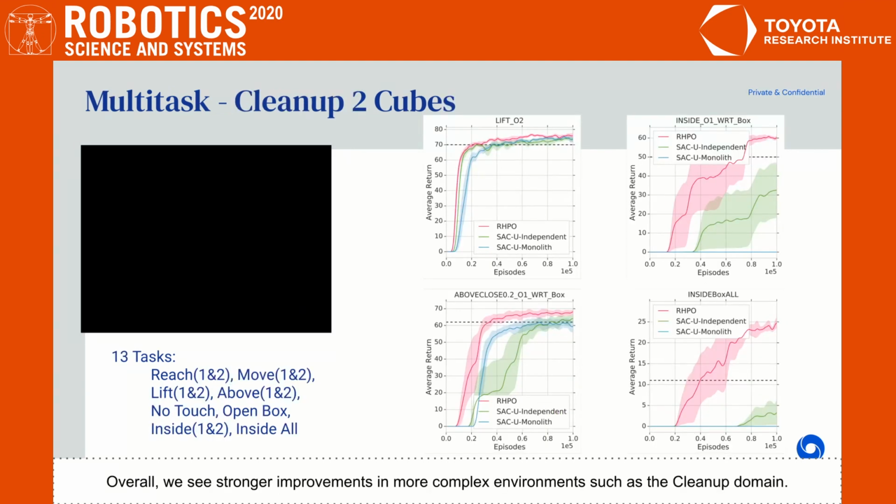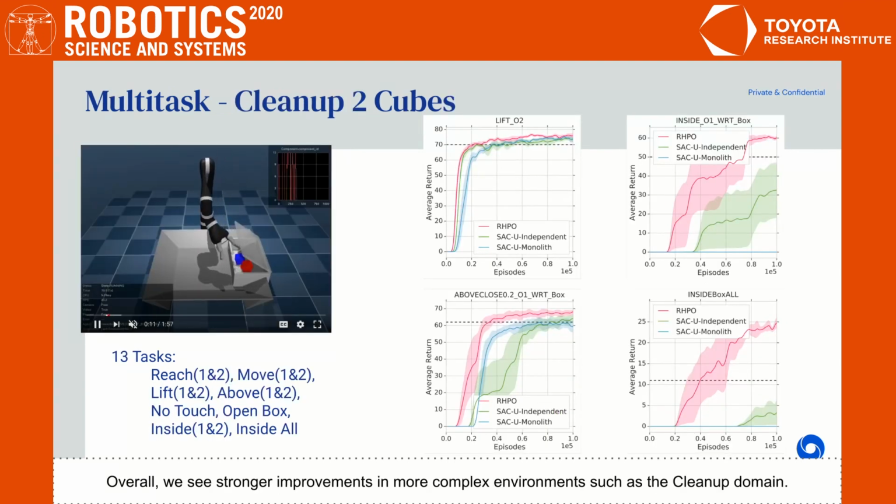One of the other more complex domains we consider is represented here by the cleanup domain with 13 tasks including interaction with a box and tasks for packing the objects. In this scenario, we see more significant gains by using RHPO. In general, more complex tasks or slower data generation benefit more from hierarchy.